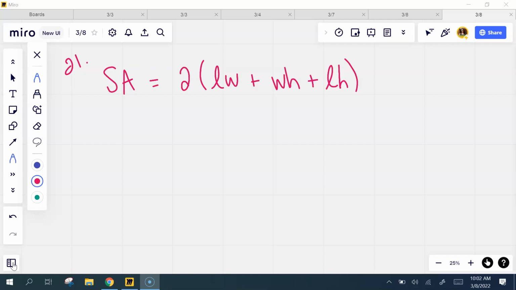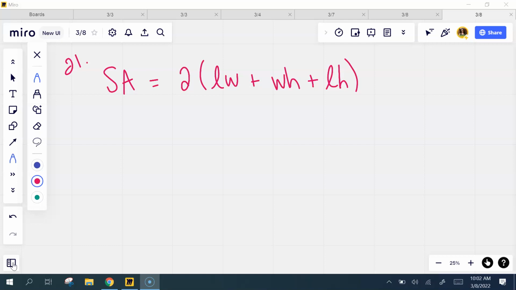So surface area of a rectangular prism, which is basically a three-dimensional box, right? A box that's rectangular in shape. And surface area is just taking the area of all the faces and adding it together. So this is the short of it: 2 times length times width plus width times height plus length times height. You got to multiply them all together and then double them.